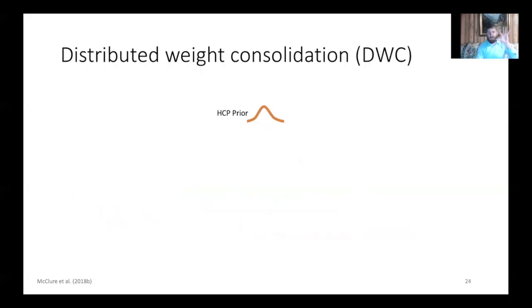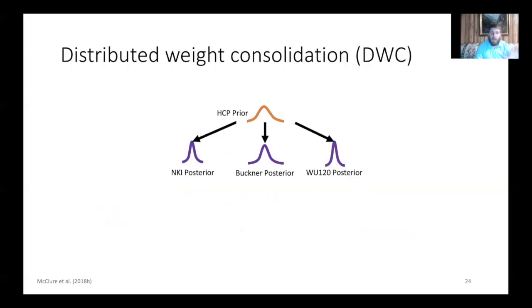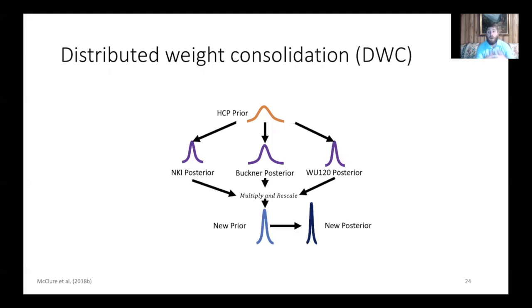To do this, we can use something called distributed weight consolidation, where you have your prior, then you have your different Bayesian deep neural networks that were trained on the various sites. Then, because each one of these is its own probability distribution, you can use probabilistic logic to figure out what is the probability distribution of their weights if you were to combine them together. Then that will give you a new network that you can then use as a prior for new data.